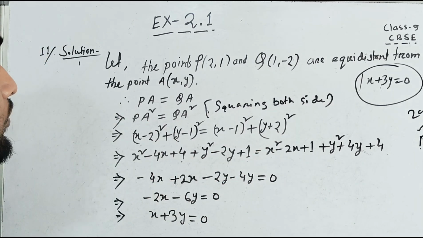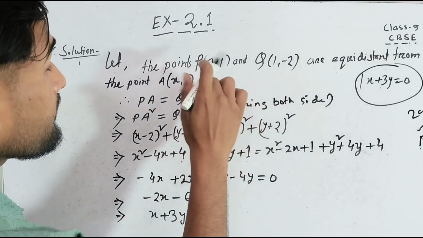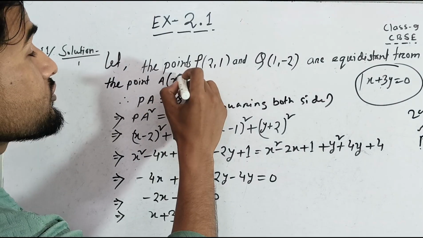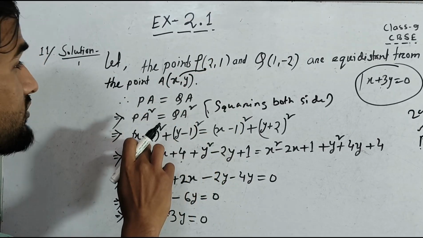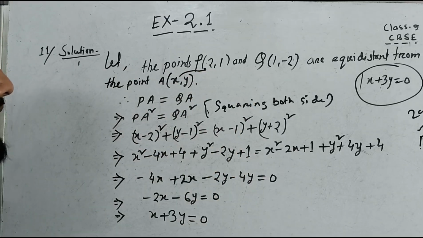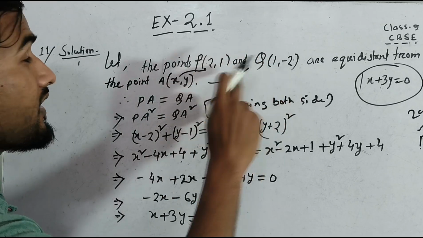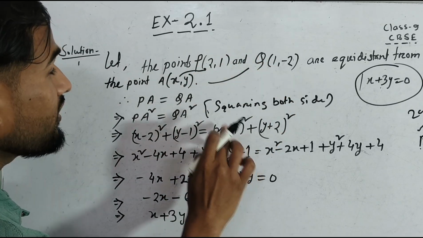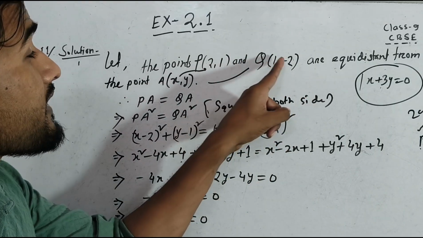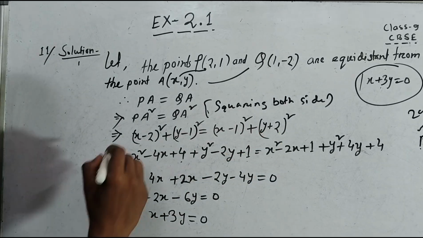For PA, we shall use the distance formula, from P to A. Here x2 minus x1: x minus 2 whole square, y2 minus y1 will be y minus 1 whole square. And on the right side, QA: x2 minus x1 whole square, it means x minus 1 whole square, and y minus minus 2, minus and minus will be plus, that's why y plus 2 whole square.